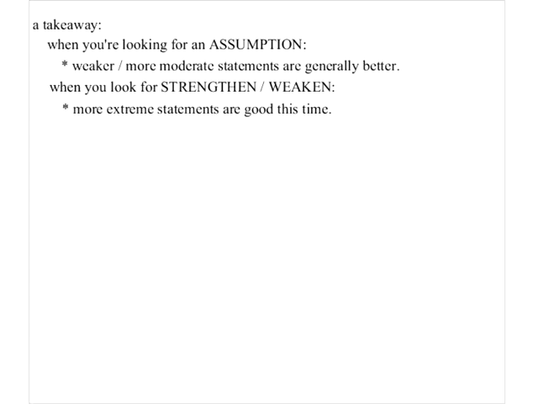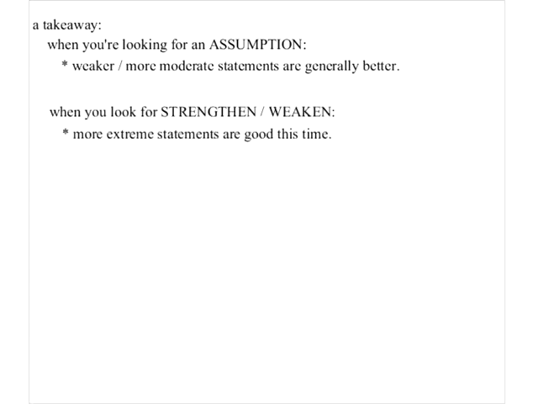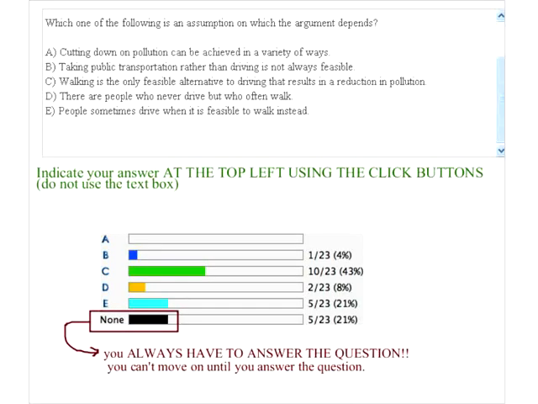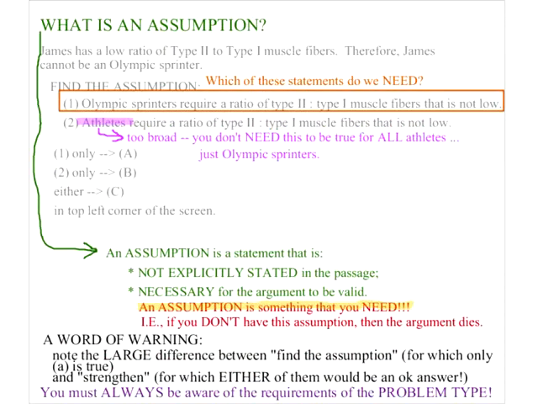The difference again is that when you look for an assumption, you're looking for a statement that absolutely has to be true. So the more moderate the statement is, the more likely it is to be necessary. On the other hand, in strengthen and weaken, you take the statement for granted. So you assume it's true no matter how obnoxious it is. All right, now let's revisit what an assumption means. Remember what an assumption is. Let's take this statement, and we're going to build a technique off of it. If you don't have the assumption, the argument dies.